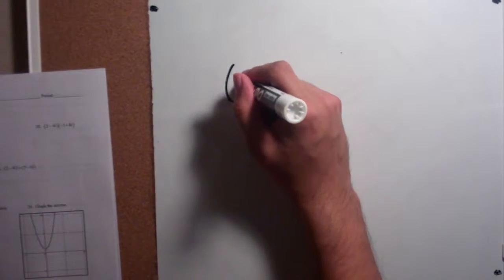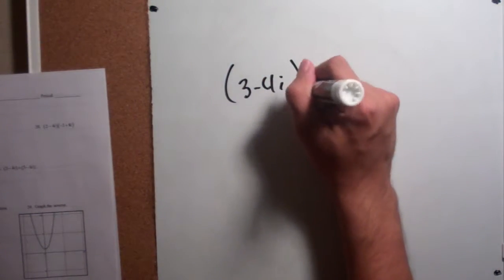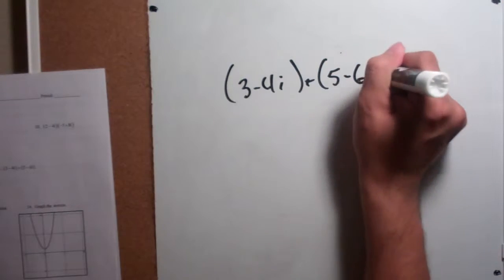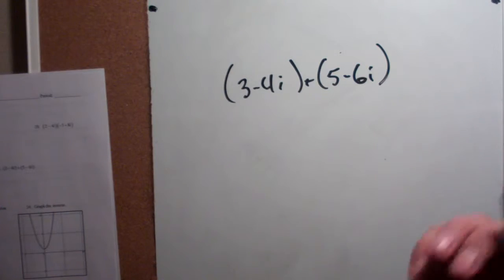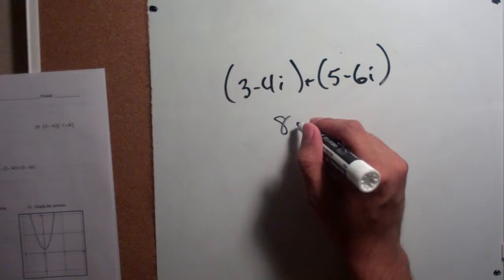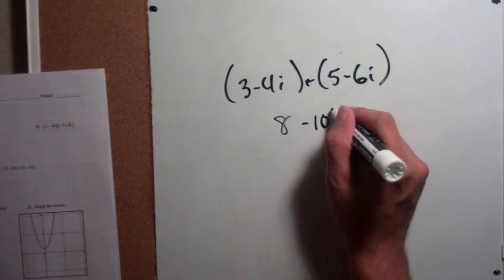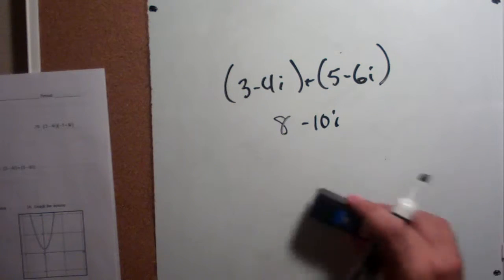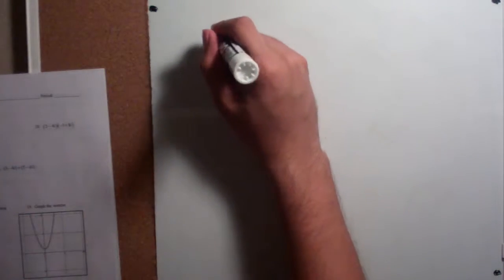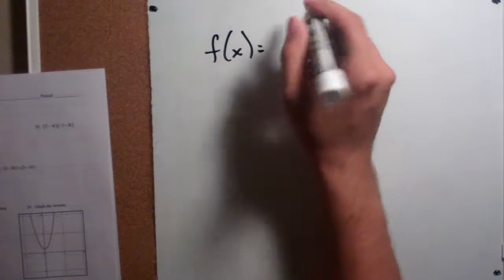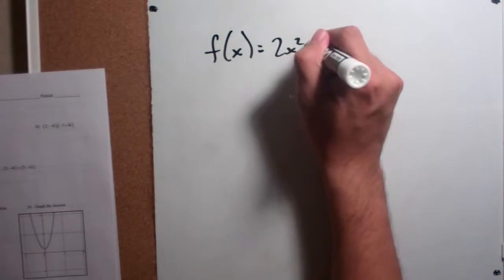For 22, we have 3 minus 4i plus 5 minus 6i. You can just go ahead and add it. So we're going to have 8 minus 10i for 22. Okay. For 23, inverses, we have the function f of x equal to 2x squared plus 18.